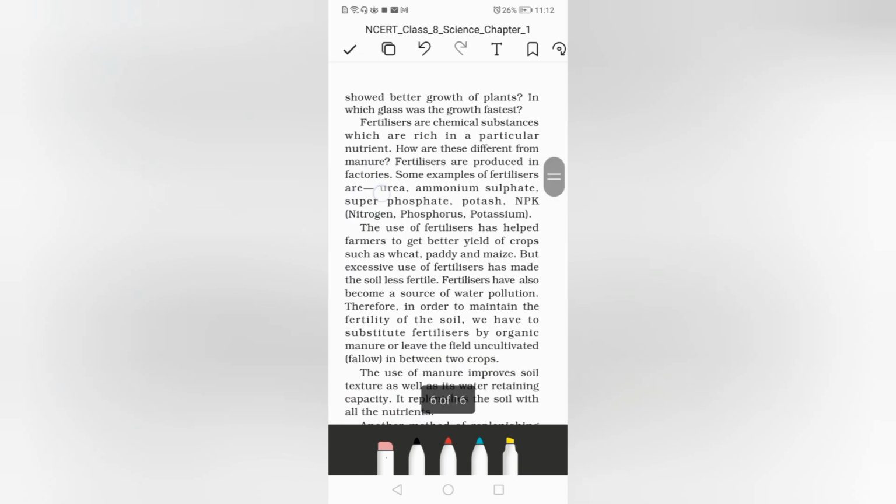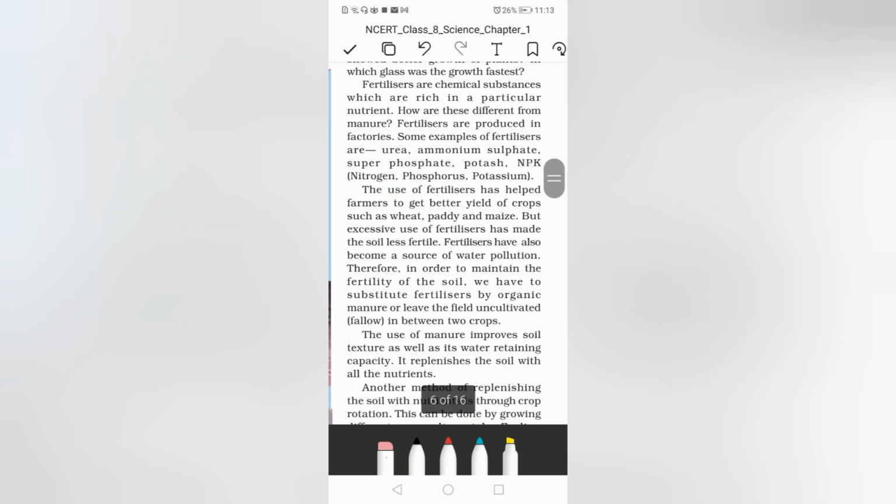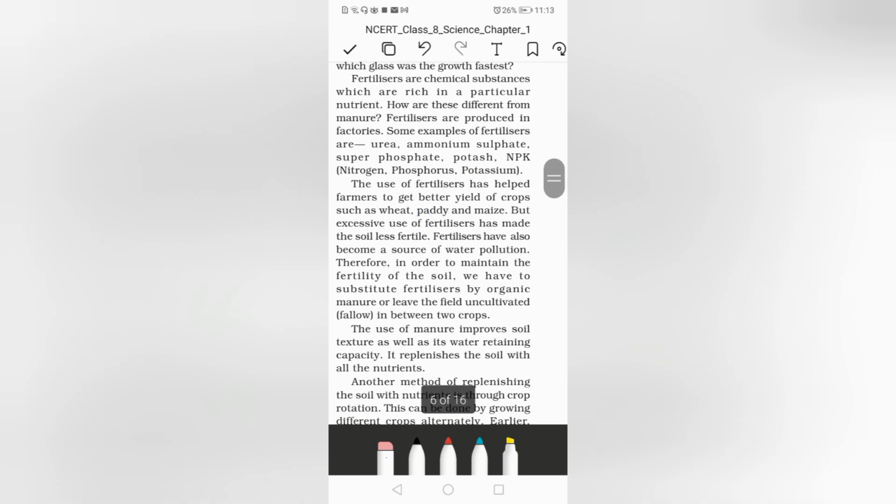Okay, let's move on. Fertilizers are chemical substances which are rich in a particular nutrient. How are these different from manure? Now this one is important. This is showing the difference between manure and fertilizers, which will definitely come in your exam, because a lot of kids get confused between manure and fertilizers. So here's the difference. Fertilizers are produced in factories. Some examples of fertilizers are urea, ammonium sulfate, superphosphate, potash, NPK.